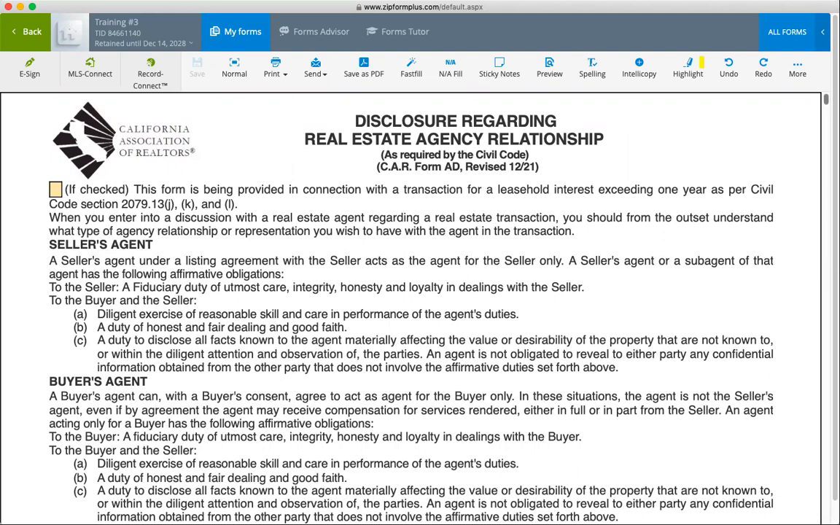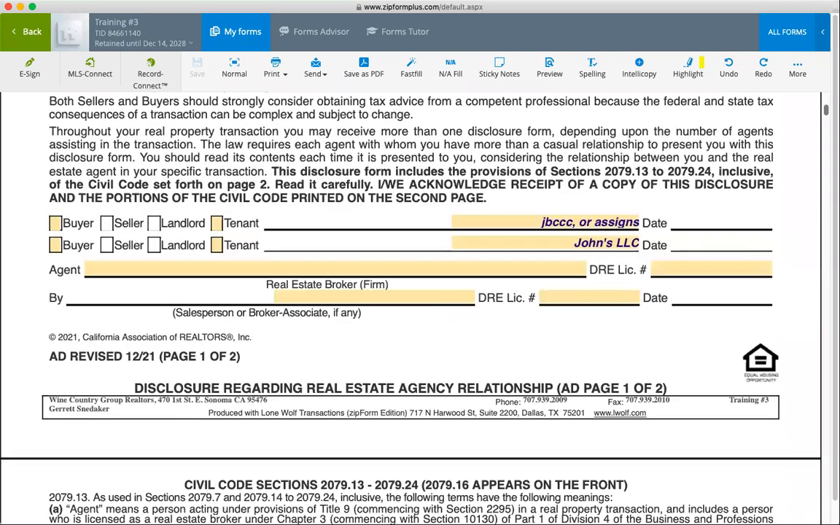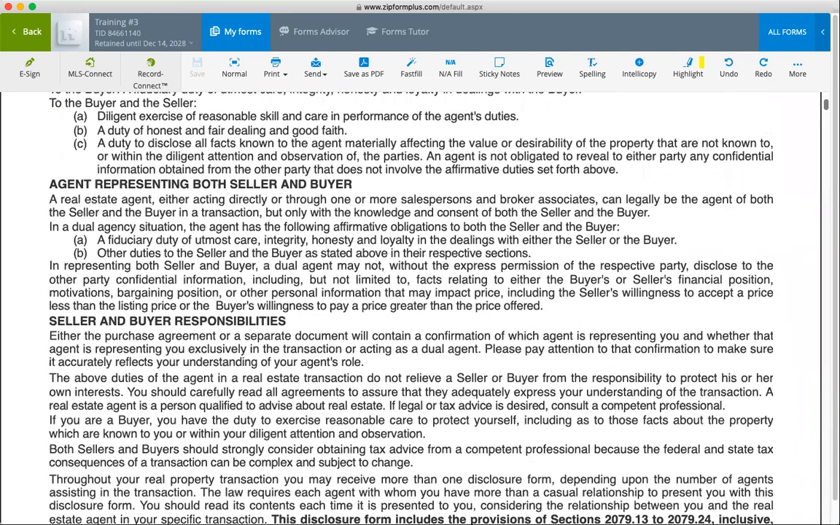So we have to explain this form. We're supposed to verbally explain it and not just send it in ZipForms. We're supposed to verbally explain it. That's part of the code, is that we would verbally explain the agency relationships.